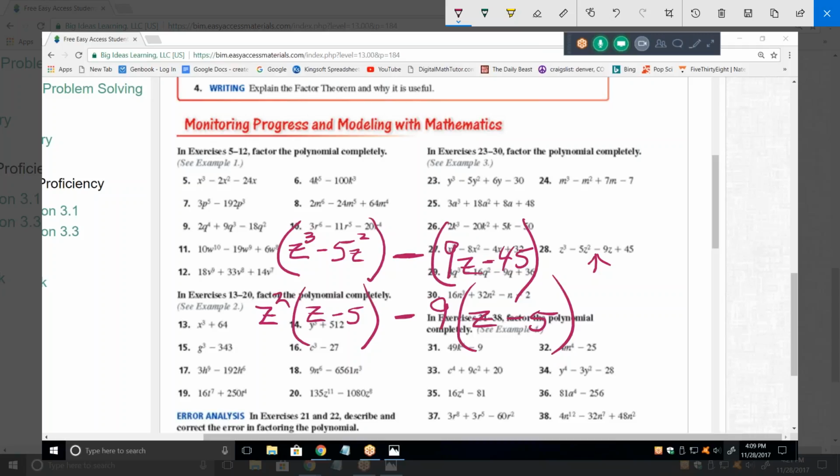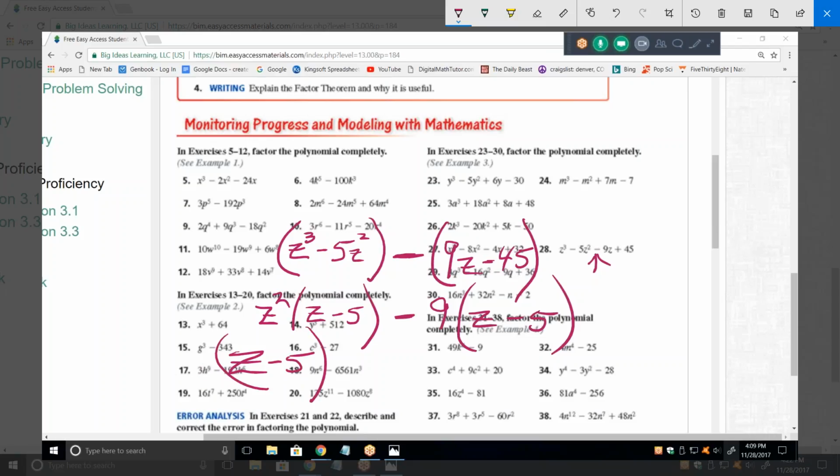z minus 5. Okay, good. No, that's true. It happens to be a binomial. It's not a monomial. This is tough for people because your whole career in math, your greatest common factor has always been monomials. This is really the first time you're introduced to factoring out a binomial.